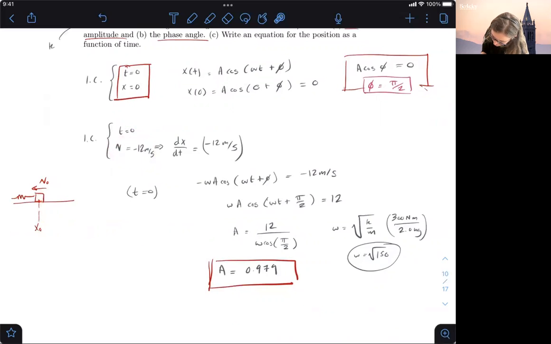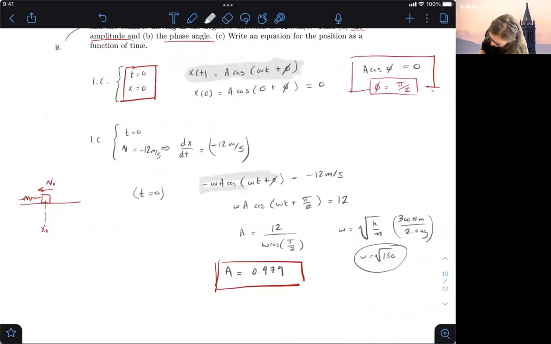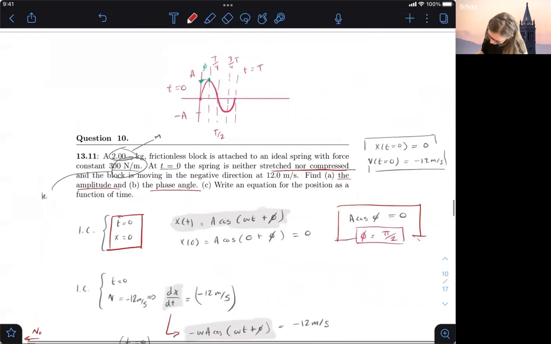and then we knew that the velocity at that t equals 0 was equal to negative 12 meters per second. And then we took the derivative of this general equation, and that's what we got over here. This is just the derivative of x of t, so dx over dt. Sorry, not the second derivative, just the original derivative, one derivative. Then we set dx over dt equal to the velocity that we were given, and then we just did some algebra to solve for A, okay? And this is what we got for A.